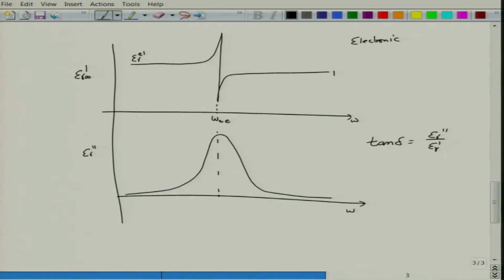So, basically what happens is that above this frequency omega o e, the dipoles are not able to keep pace with the frequency of the applied field. As a result, they do not respond. So, you have to go to frequencies below omega o e for electronic dipoles to respond. So, then only they will be able to contribute to the dielectric constant.